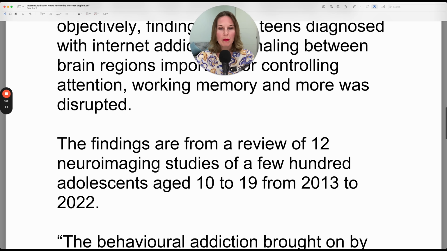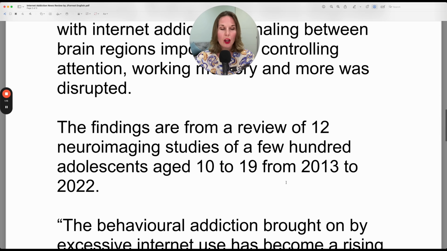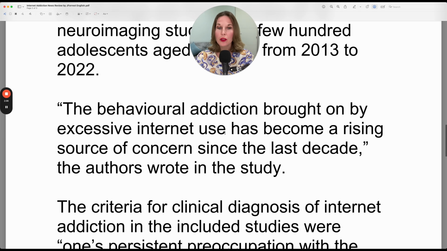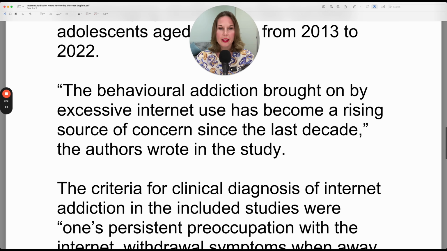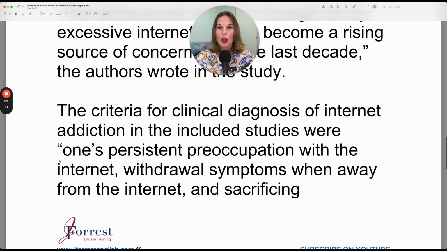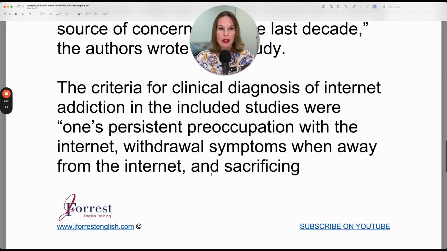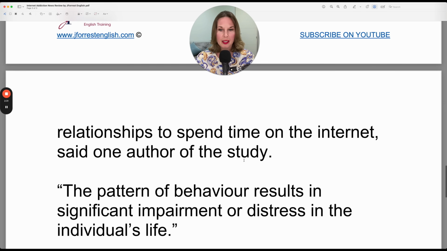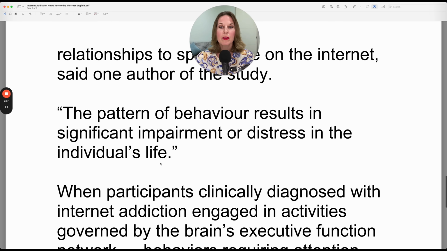The findings are from a review of 12 neuroimaging studies of a few hundred adolescents aged 10 to 19 from 2013 to 2022. The behavioral addiction brought on by excessive internet use has become a rising source of concern since the last decade, the authors wrote in the study. The criteria for clinical diagnosis of internet addiction in the included studies were one's persistent preoccupation with the internet, withdrawal symptoms when away from the internet, and sacrificing relationships to spend time on the internet, said one author of the study. The pattern of behavior results in significant impairment or distress in the individual's life.